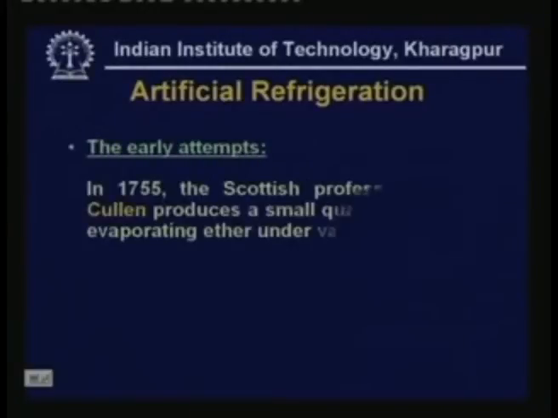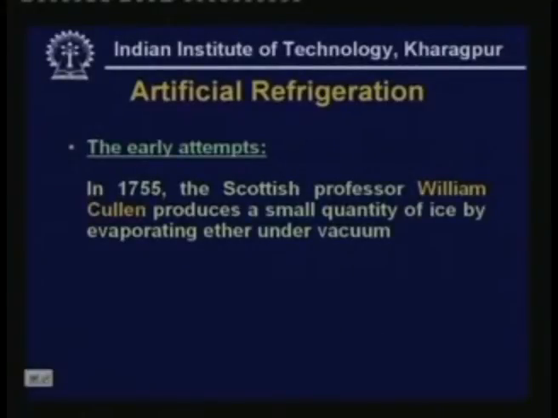As per the scientific records, the credit for producing artificial ice goes to Professor William Cullen of Scotland. What he did was bring ethyl ether in thermal contact with water under an evacuated glass bell jar. So ice formed from liquid water as the ether boiled. This involved two thermodynamic principles.